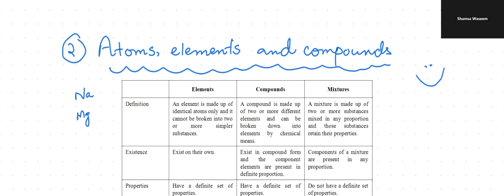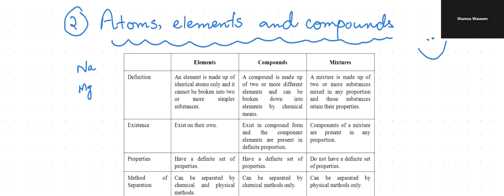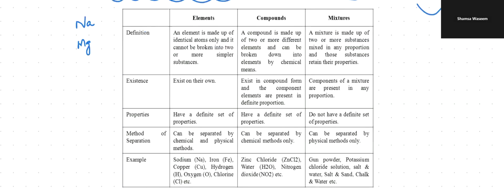Now, the elements just exist on their own. They are going to be natural elements, and the elements are classified according to their proton number in the periodic table, right? The elements have a definite set of properties, right? And what is the method of separation? They can be separated by chemical and physical methods, right? Different elements can be separated. The examples of elements are sodium, iron, copper, hydrogen, and diatomic molecules like hydrogen, oxygen, chlorine, right? So they're considered as elements, right?